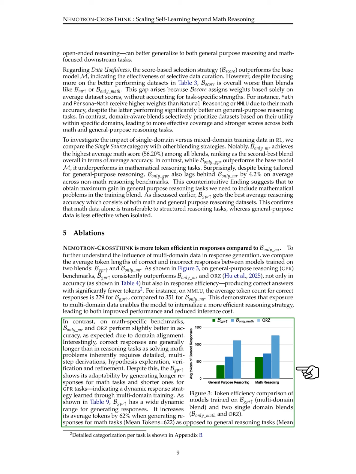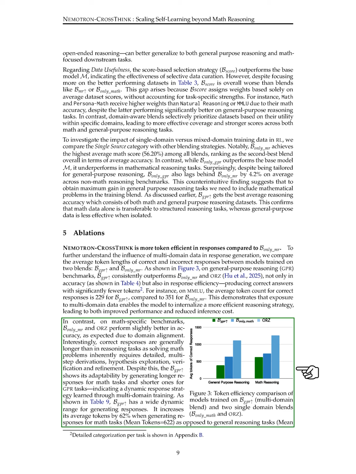This adaptive behavior highlights a key strength of multi-domain training. It equips the model with the flexibility to tailor its response style to the nature of the task. By learning from a diverse range of domains, $B_GPRU Pero learns to reason efficiently across all tasks. $B_GPRU Pero uses on average 28% fewer tokens for correct responses than $B_only_Mr, producing compact yet accurate answers where appropriate, and detailed ones when necessary. In this section, we explore how NEMOTRON-CROSSTHINK is more efficient in generating responses.